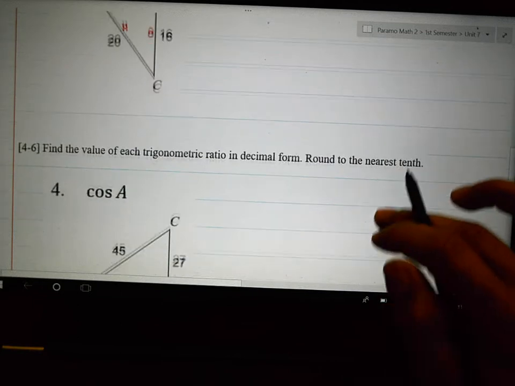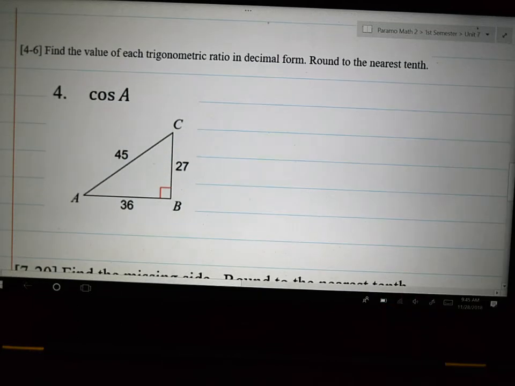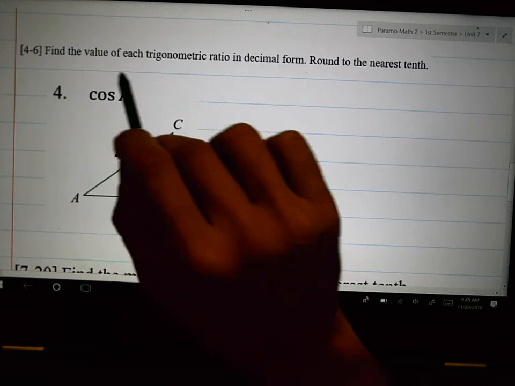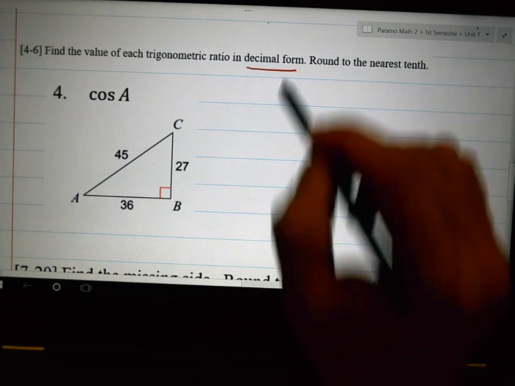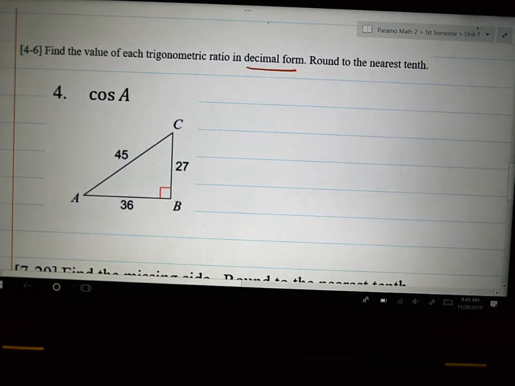I jumped to number 4 because number 4 is different. Number 4 says, find the value of each trig ratio in decimal form. This time they want it as a decimal, not as a fraction. And we need to round it to the nearest tenth. So we're going to do that.